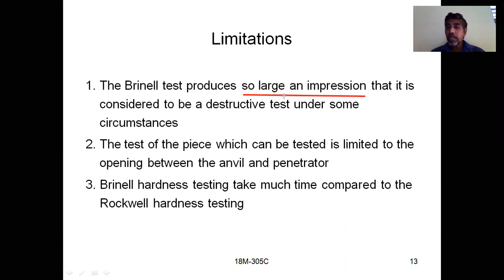But because of this large impression, the specimen may be damaged. That means somewhat it is a destructive type of testing. When you have a large impression on the component, it will be visible to everyone. That means you have spoiled that component, we can say, right?